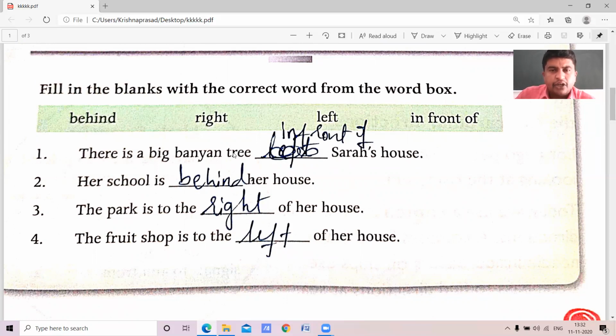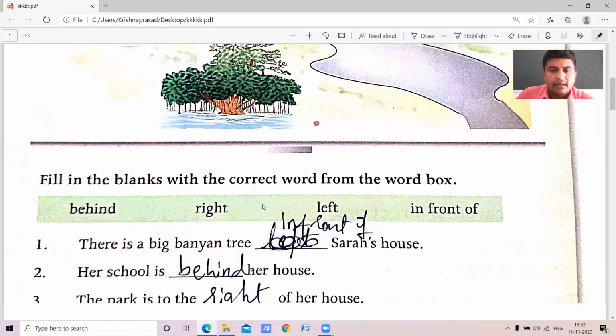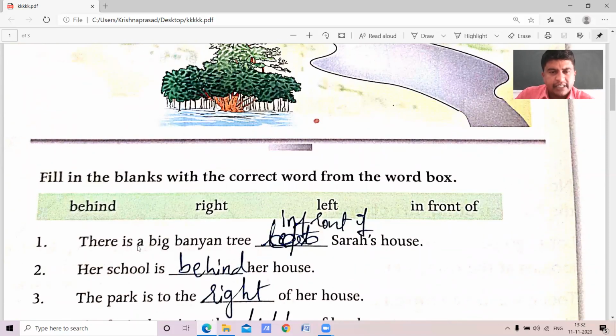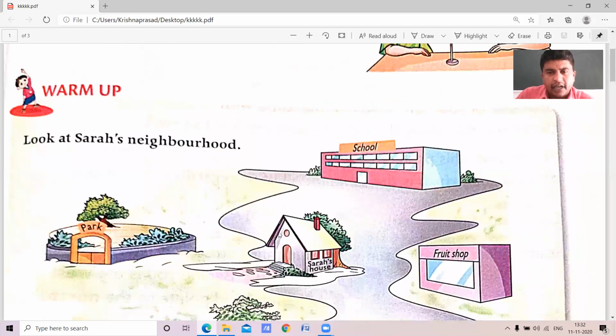There is a big banyan tree dash Sarah's house. Let us see now. This is Sarah's house. In front of Sarah's house we situate the banyan tree. There is a big banyan tree in front of Sarah's house. Did you catch the answer? Now, her school is dash her house. Come on, answer me now. Her school is behind Sarah's house.